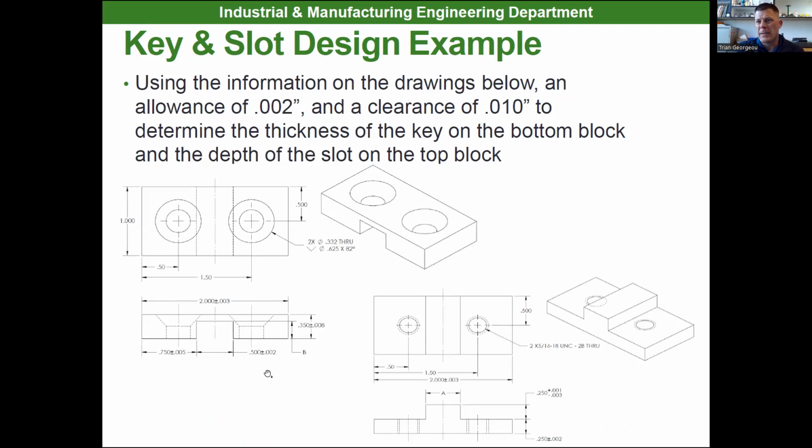If I knew what parts I'm getting from my vendor, let's say I'm getting these top blocks from my vendor, I have to make a part now that fits with an allowance and clearance of between 2 and 10 thou. It's going to be a clearance fit. The key will fit right in there. I have to size A. I know the size of my slot, with the tolerance of my slot from the manufacturer. I can figure out what A needs to be and what my tolerance needs to be.